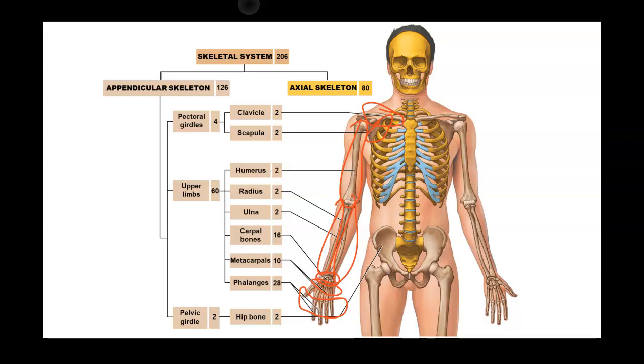Then coming on down, you'll have the pelvic girdle and hip bones. That's going to be on each side there. So you have 2 of those, but each one is going to be made up of 3 bones. And then we'll talk about the different parts and processes there.